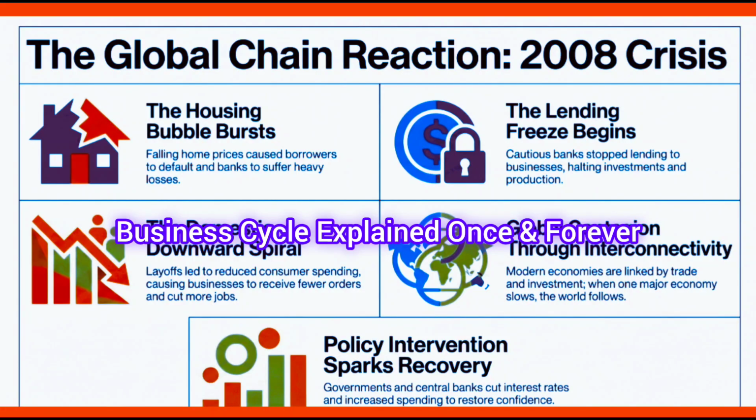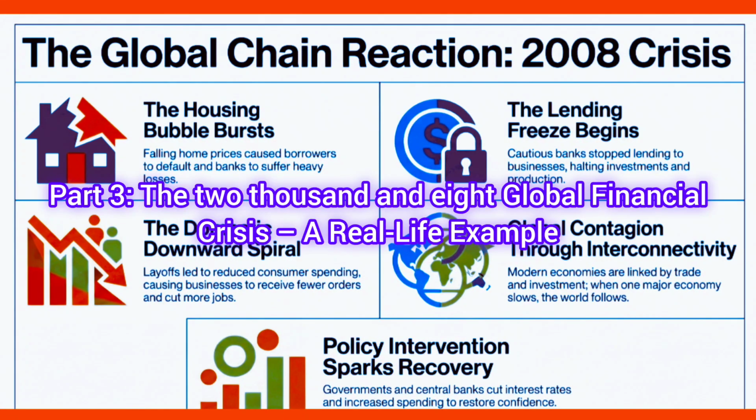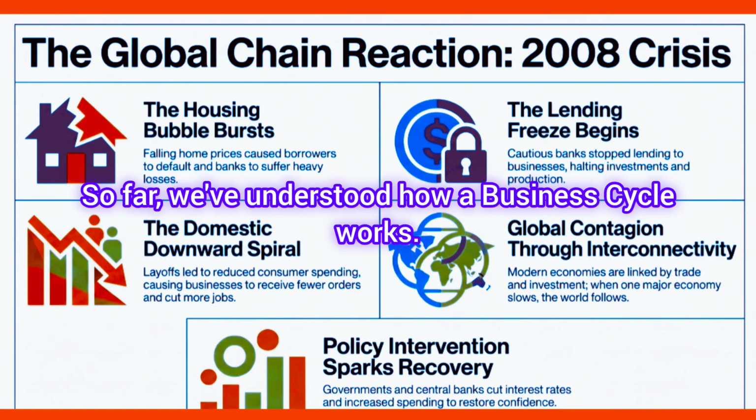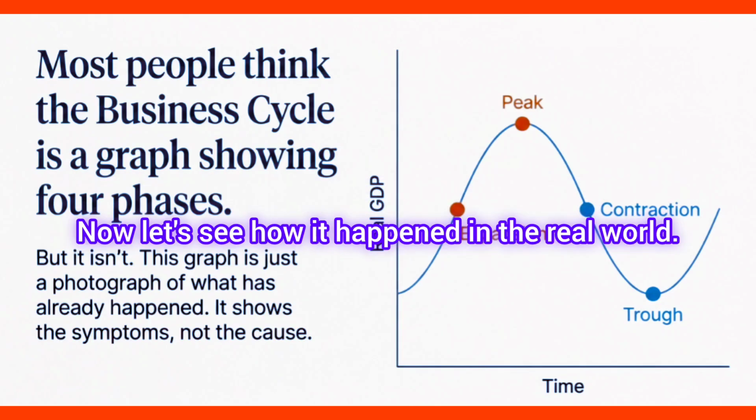Business Cycle Explained Once and Forever. Part 3. The 2008 Global Financial Crisis, a real-life example. So far, we've understood how a business cycle works. Now let's see how it happened in the real world.